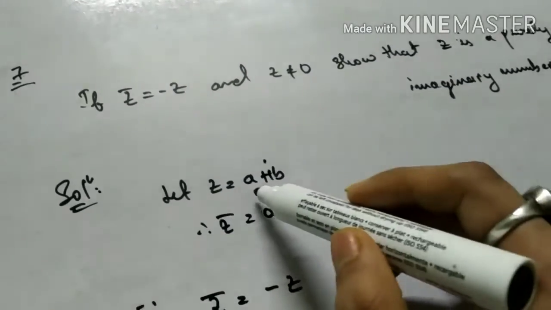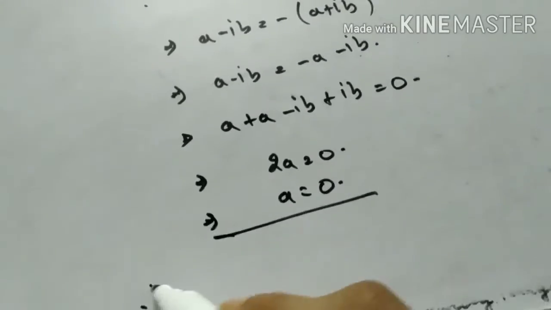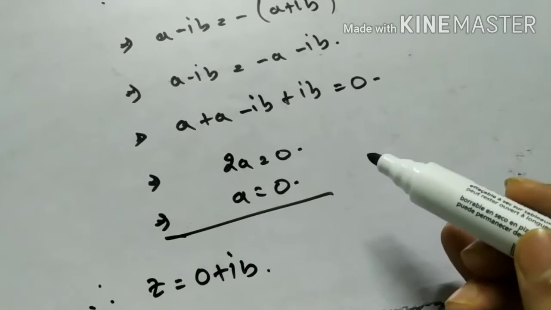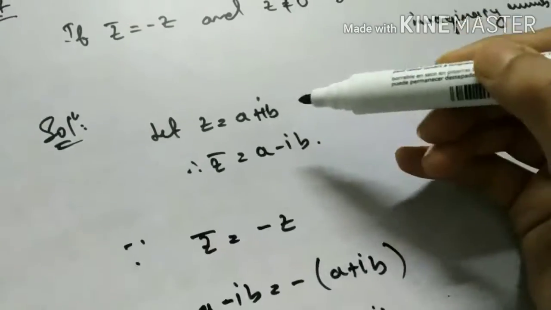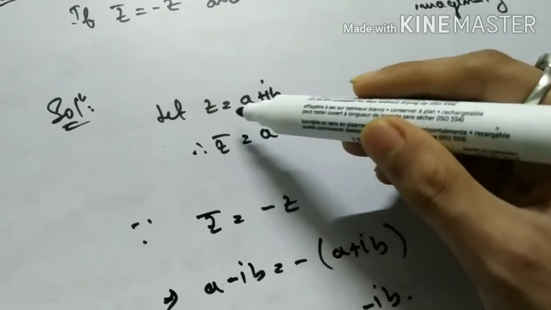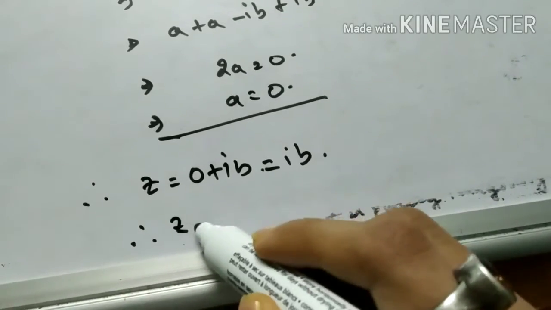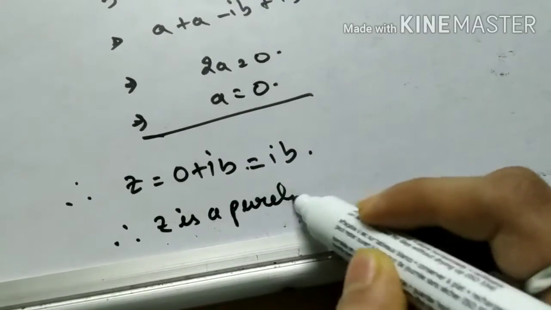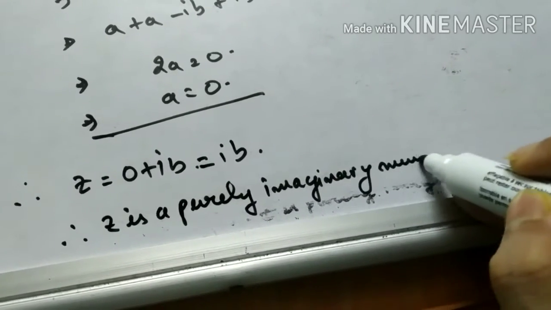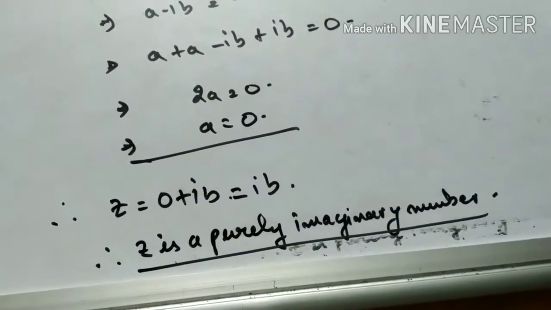So in the complex number a plus ib, the real part became 0. Understand? So therefore I can write z is equal to 0 plus ib, because a value 0 I got. So z will be what? Z will be equal to 0 plus ib, which is equal to ib. So therefore I can say that z is a purely imaginary number. Understand? The real part is 0, so z will be a purely imaginary number.